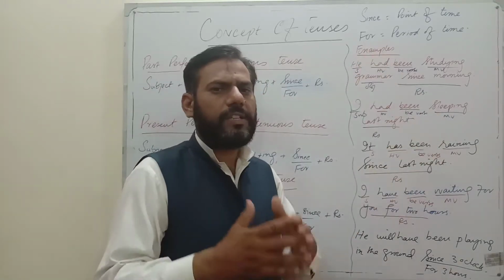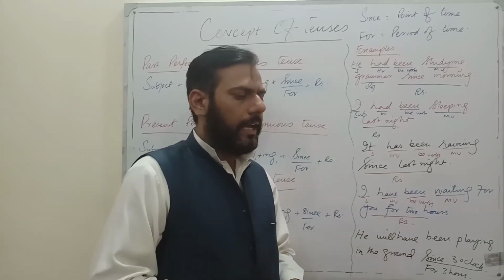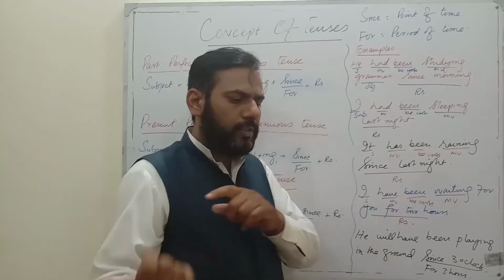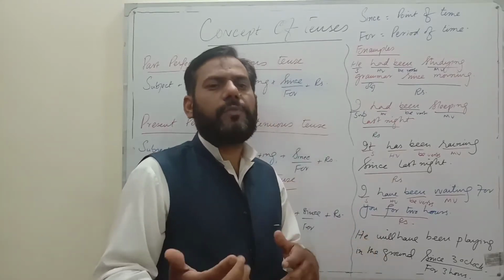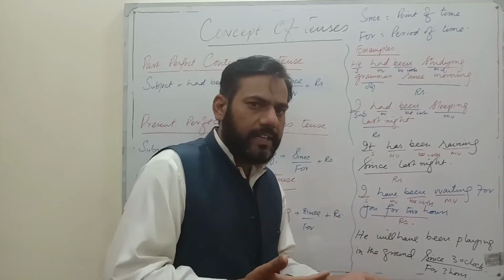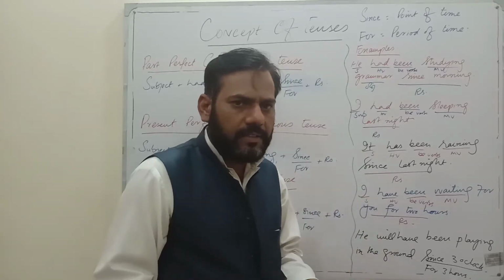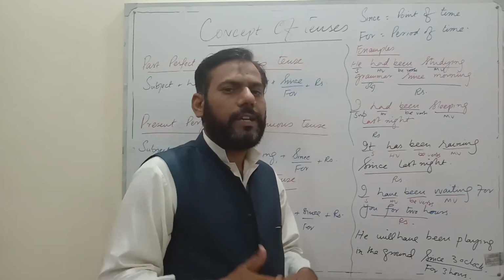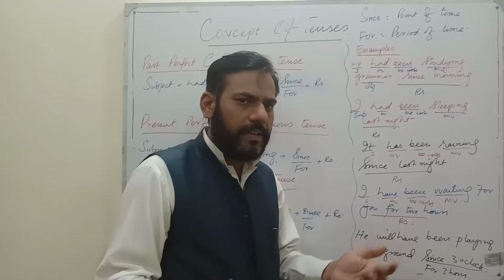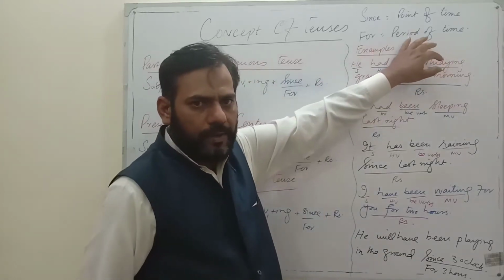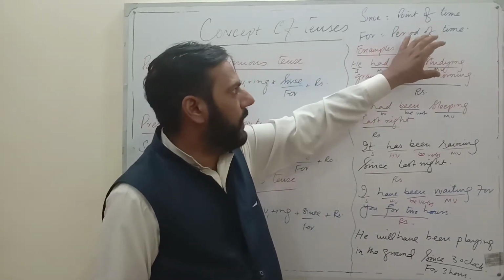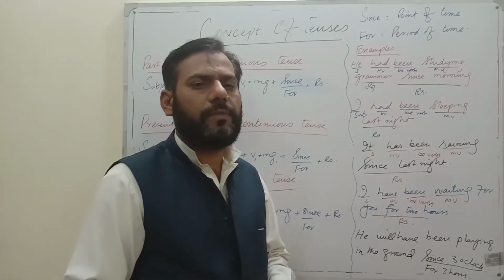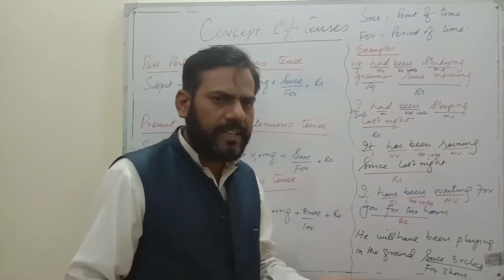Whereas for is used for a period of time. Like I said earlier, since 2010: if you go back to 2010, it is a duration of 10 years. We can say for 10 years, for 10 days, for 10 minutes, for 3 weeks, for the last 2 hours, for 10 seconds, for 1 minute. So this is the period of time. I hope you have understood the difference between point of time and period of time, since and for. It is not important that we should use since or for all the time in a sentence. It depends on the sentence.